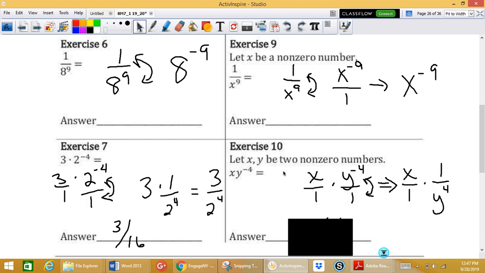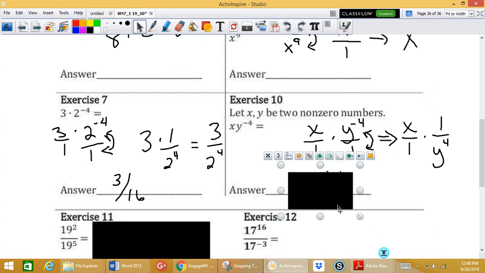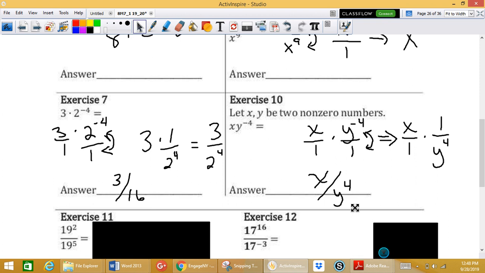So same thing here, 1 over x times y to the negative fourth over 1, flip that because it's negative. So I have x over 1 times 1 over y to the fourth. So then my answer is x divided by y to the fourth.